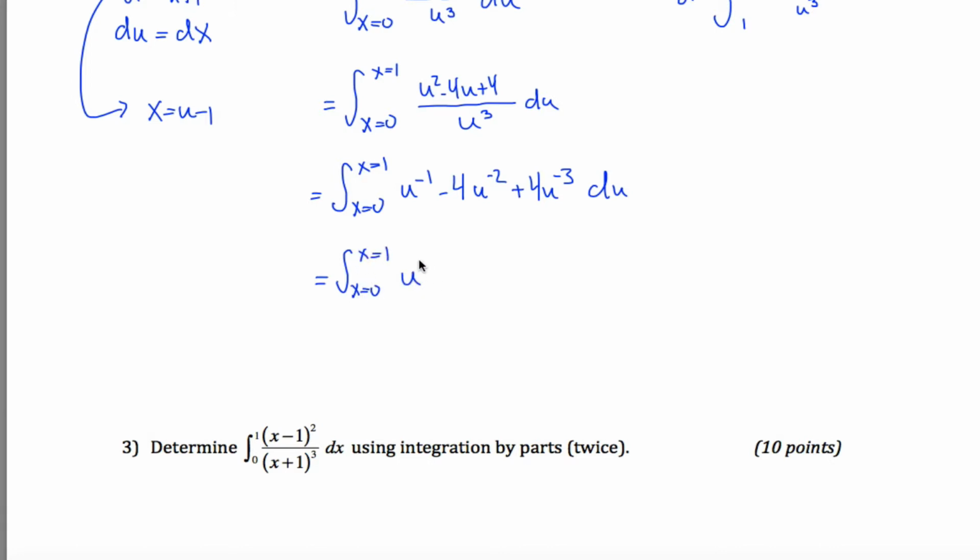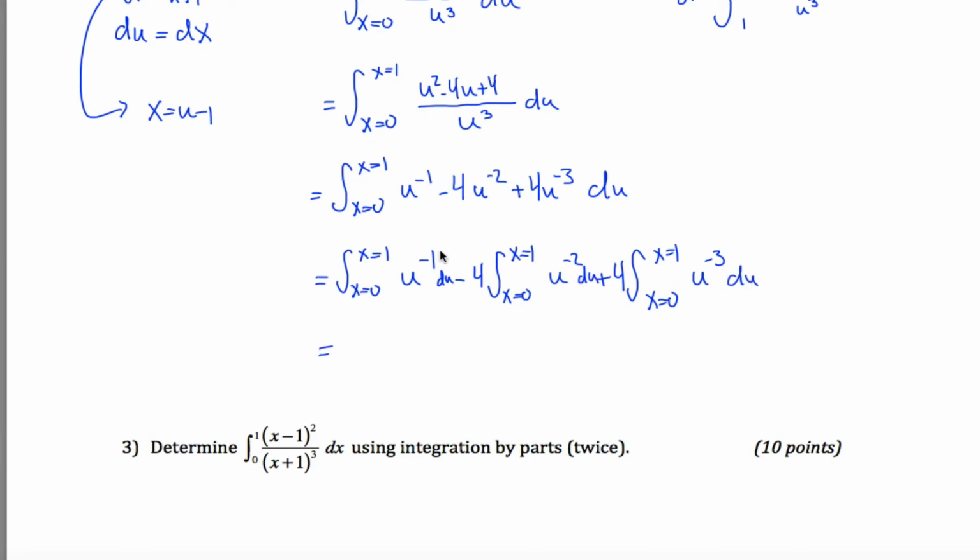is these are a bunch of terms that I can integrate. My first one will be u to the negative 1 power. My next one, I can pull out the negative 4 because that's just a constant, and figure out what the integral of u to the negative 2 is. And I can pull out my positive 4 and figure out the integral from x equals 0 to x equals 1 of u to the negative 3rd power. I guess each of these should have a du on them. You knew I'd forget that.